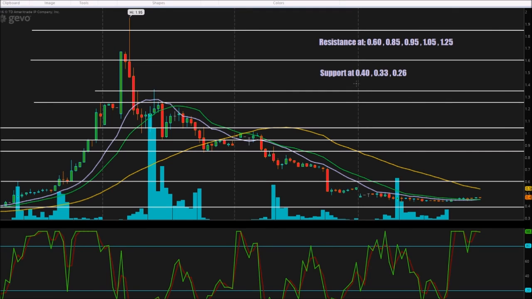It could still leg down, but it looks like it's going to try to go back up, so just be careful if we start testing that 40-cent support again.